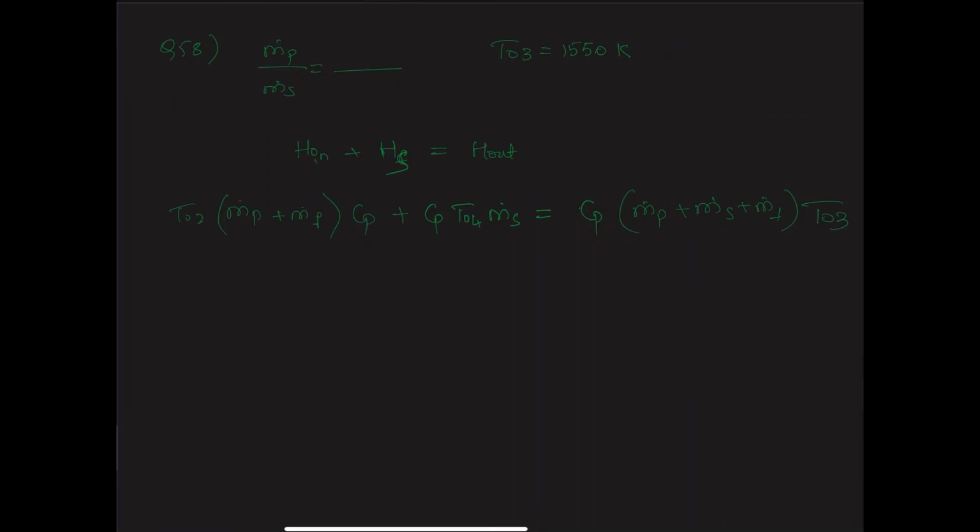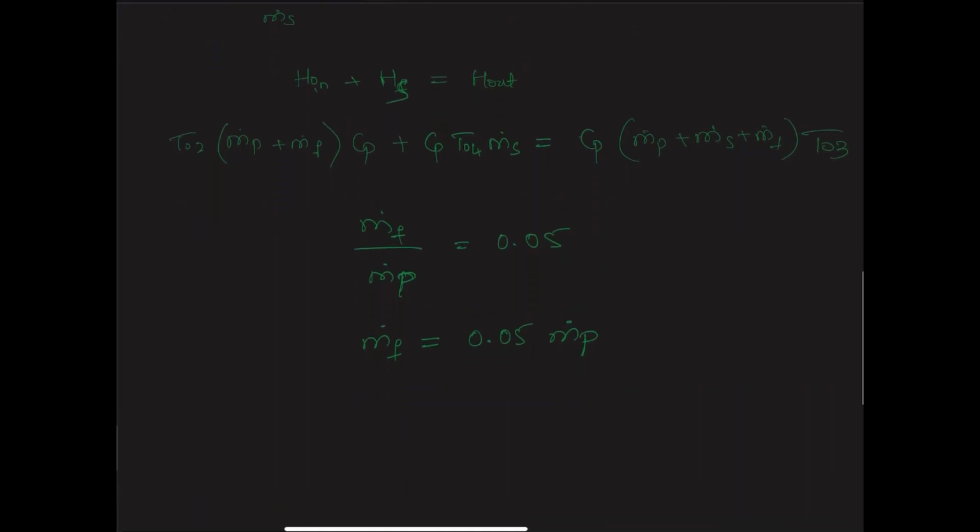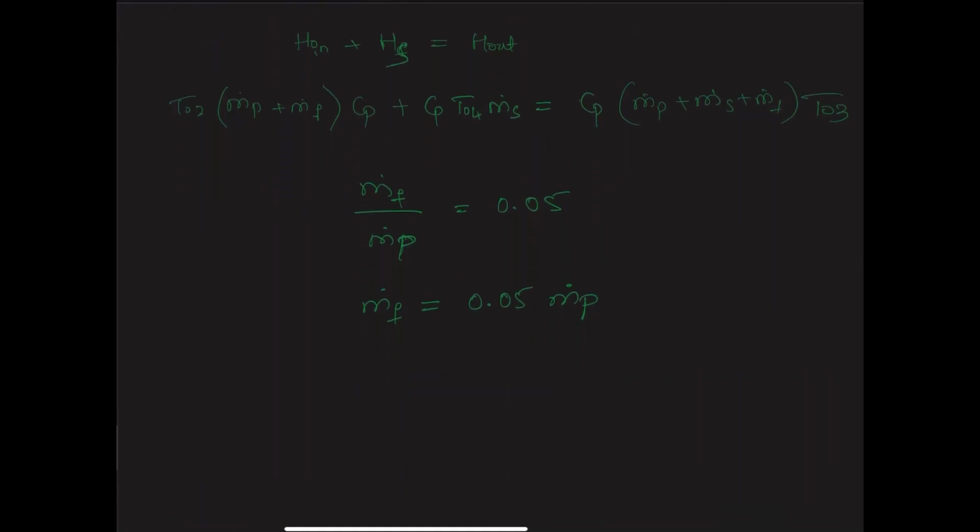Okay, so now what we can do is, everywhere Cp is constant, so you can neglect Cp or just remove it, and we know the mass flow rate of fuel to the mass flow rate of air is nothing but 0.05. Here air can be written as the primary stream, so the mass flow rate of fuel can be written as 0.05 times the primary air mass flow rate. So now wherever you have mass flow rate of fuel, replace it by this term.